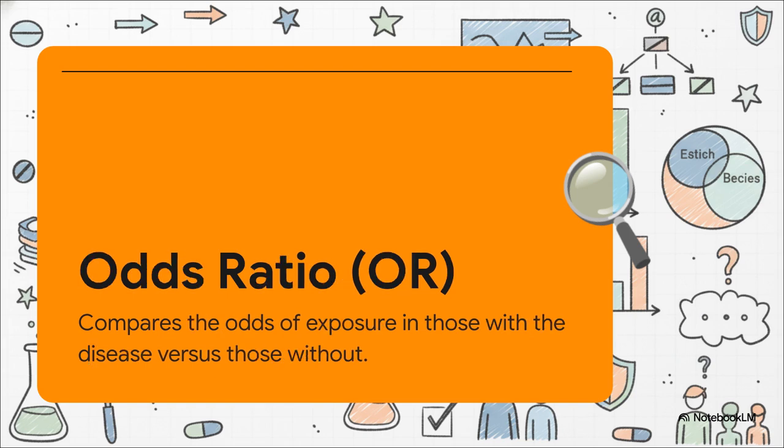Conversely, when we look backward, we use the odds ratio. This calculates the odds that a person who already has the condition was exposed to a specific risk factor. Because we artificially selected the number of diseased patients and healthy controls for our study, we actually can't calculate true incidence. Instead, we use cross-multiplication, A times D divided by B times C, to find the odds of exposure.